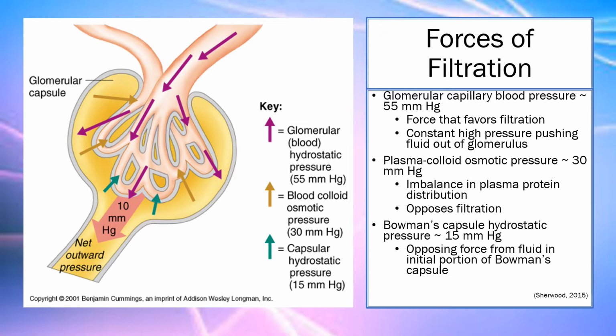Lastly, there is the Bowman's capsule hydrostatic pressure. This pressure also opposes the filtration of the glomerulus and is caused by the fluid that is found in the initial portion of the Bowman's capsule. This force favors the movement of fluid out of the Bowman's capsule and is estimated to measure at roughly 15 millimeters of mercury.